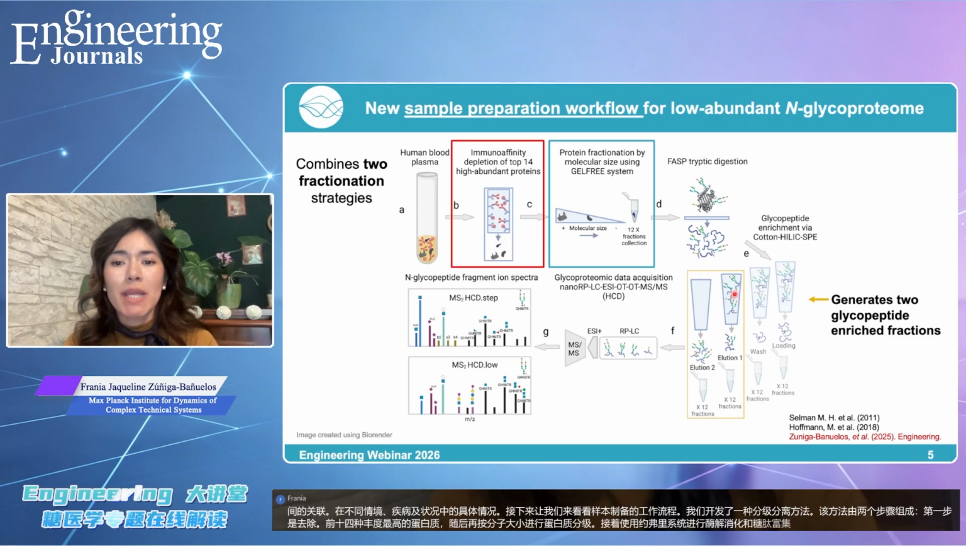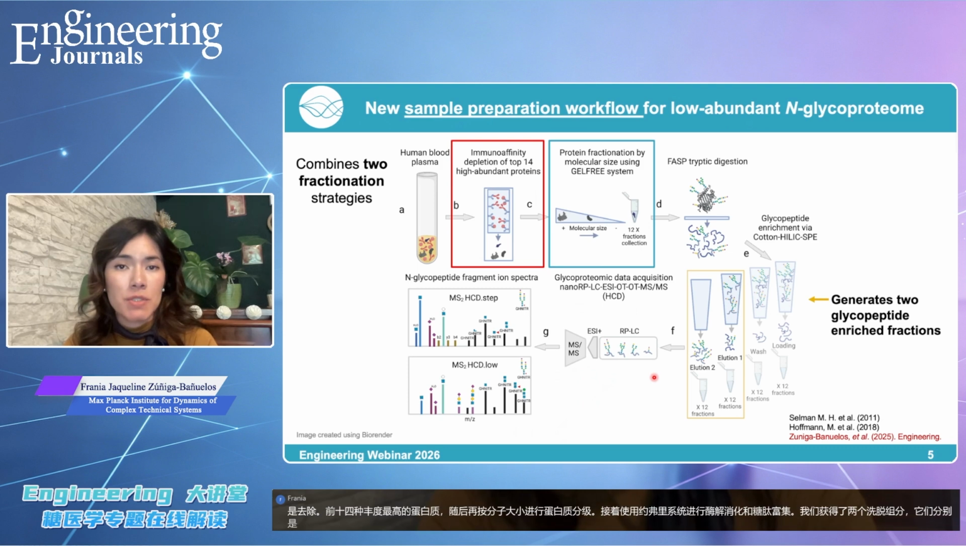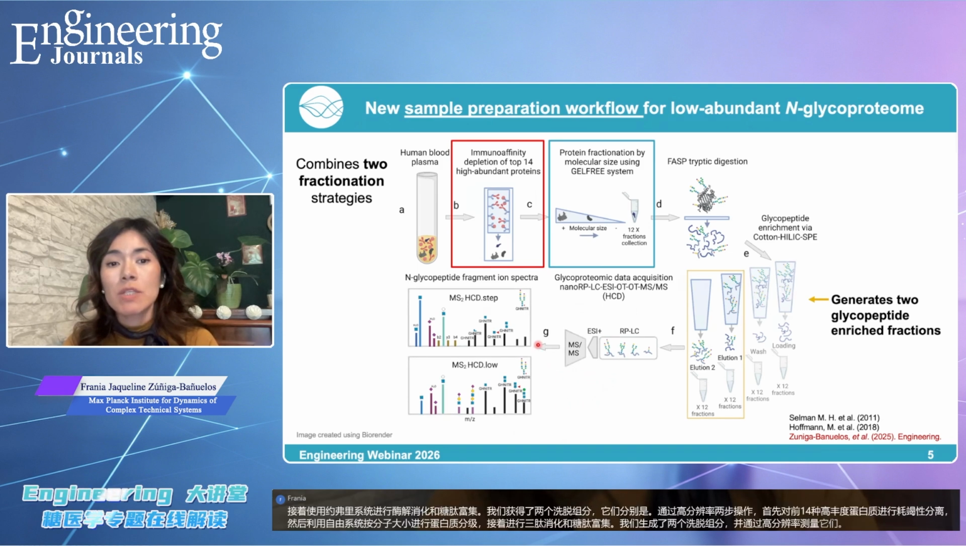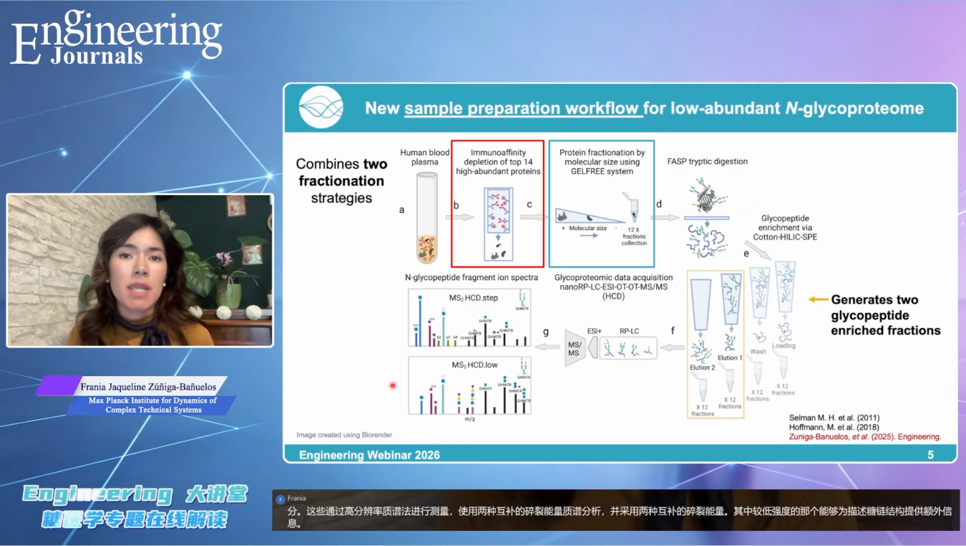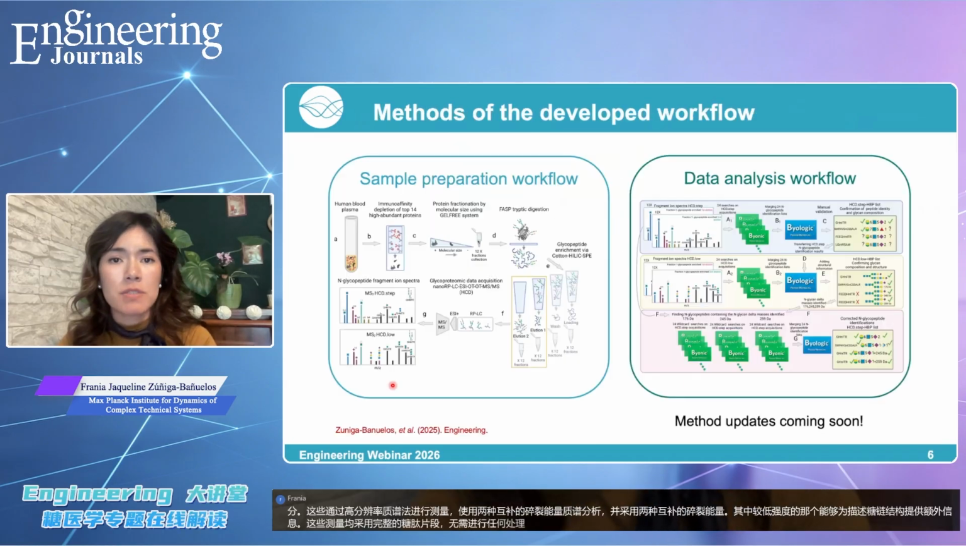We generate two elution fractions, which are measured by high-resolution mass spectrometry using two fragmentation energies, which are complementary. The second one, HCD low, can add structural information on the description of the N-glycan antennas. And these measurements use intact glycopeptides. We don't do any chemical modifications.